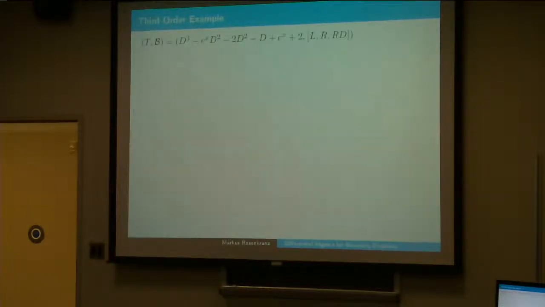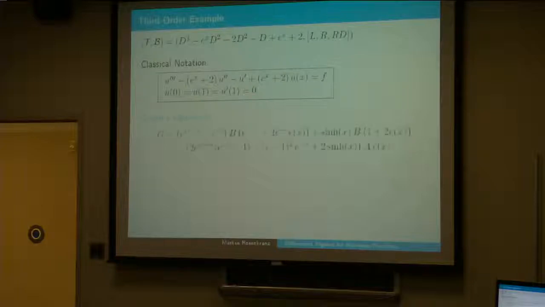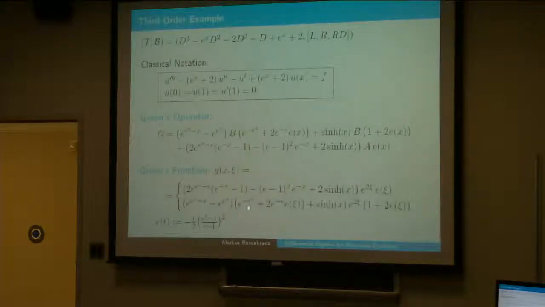So here's an example with a third order differential equation. In classical notation, you write it like this, some third order equation here. And I give 2 boundary conditions at u and at 0, and in addition, the first derivative of 1 is 0. And here the Green's operator will look like that. And again, you can write it as a Green's function.